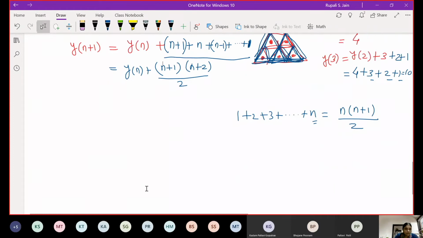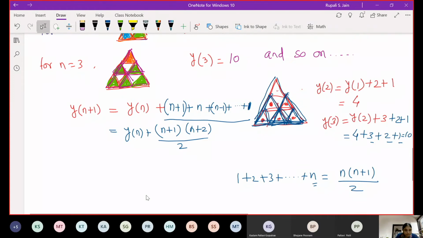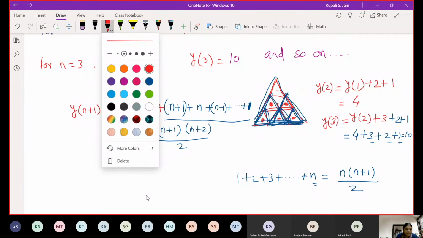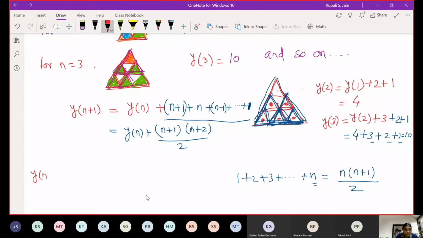So what will be the relation now? Now we will get the relation. y at n plus 1 is nothing but y at n plus, or I will write this on this side, which is equal to n plus 1 into n plus 2 divided by 2. It will be nothing but 1 upon 2 times n plus 2 to the 2 falling.